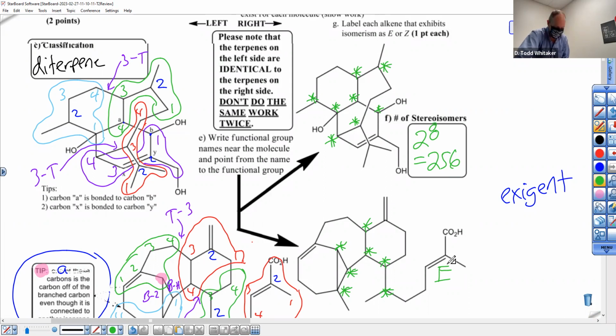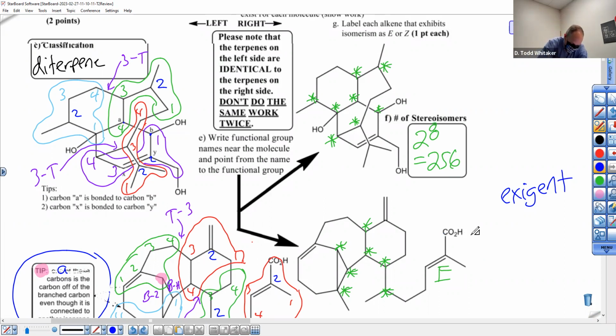That double bond could be E or Z. Do you want to see the Z? You ready? Here's the Z. CO2H is here. Methyl's up there. There's the Z. Yeah, I just showed you isomerism is possible, didn't I? Okay, this one's the E.